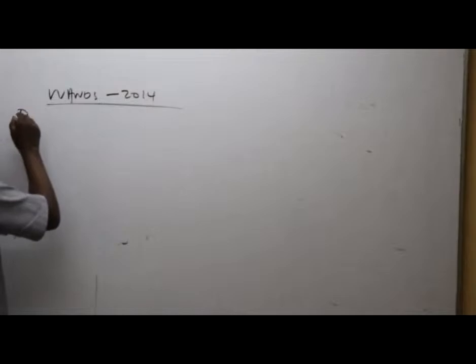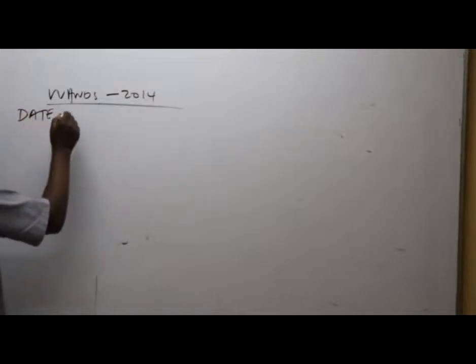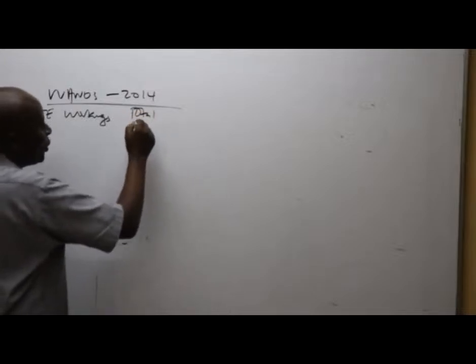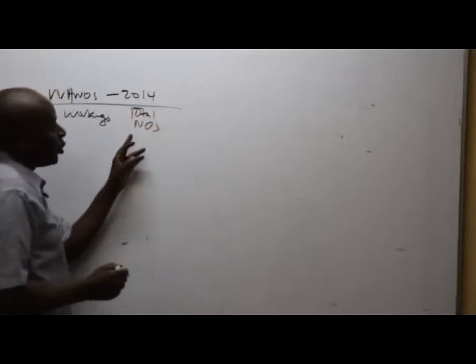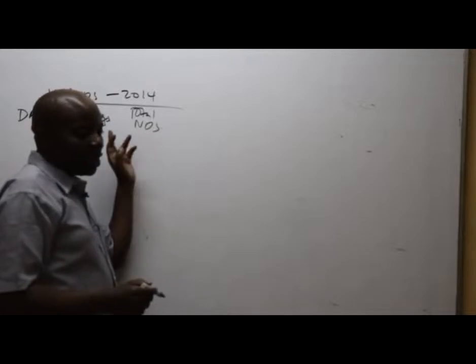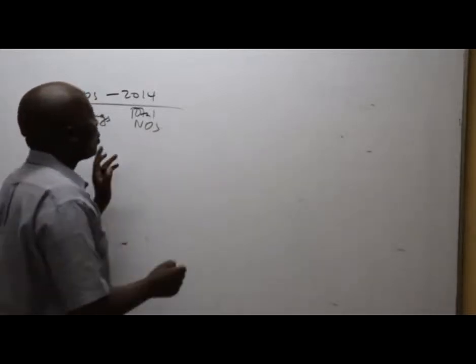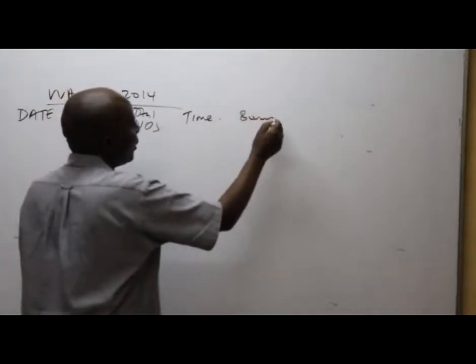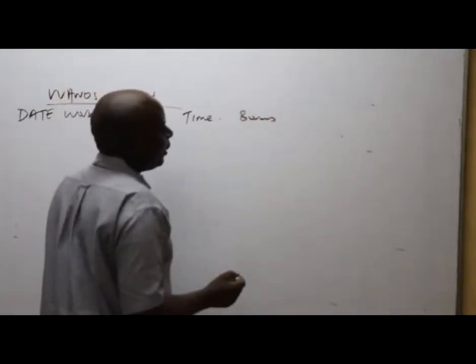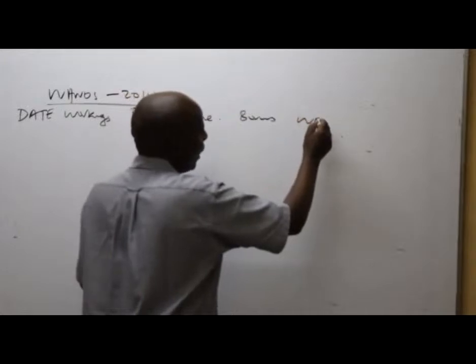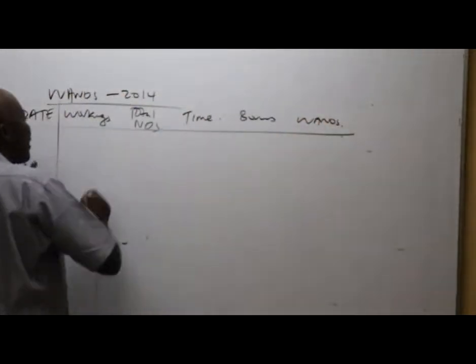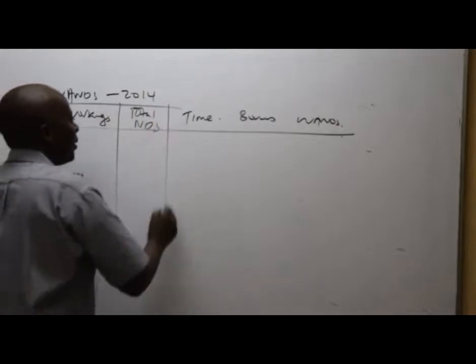So remember, we have the issue of the date, the workings like that. We have the total nos. Remember that the total nos is what we call the cumulative number of shares, right? So we have the time, we have the bonus fraction, and then lastly, ladies and gentlemen, we have the one-nos.